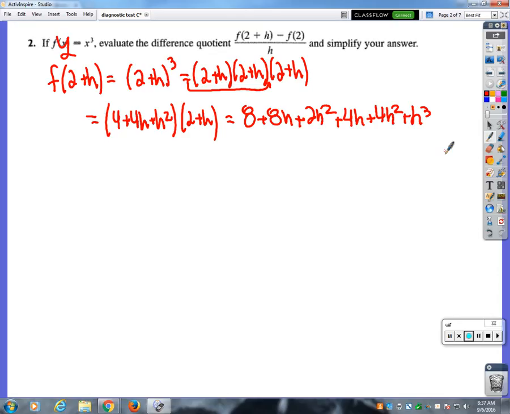All right, and then I can simplify that, like I said, by combining like terms. What do I have? h cubed, you're going to write it in the right order: h cubed plus 6h squared plus 12h plus 8. So that whole process is 2 plus h quantity cubed.